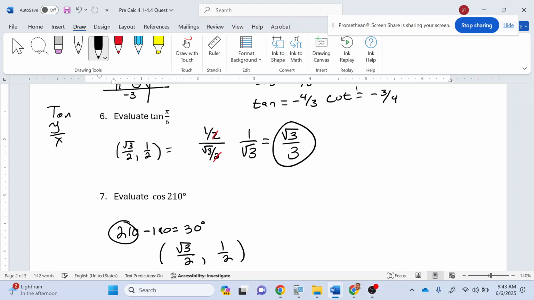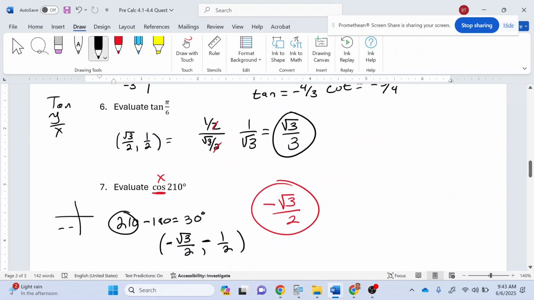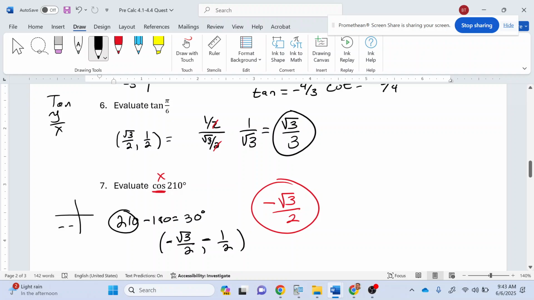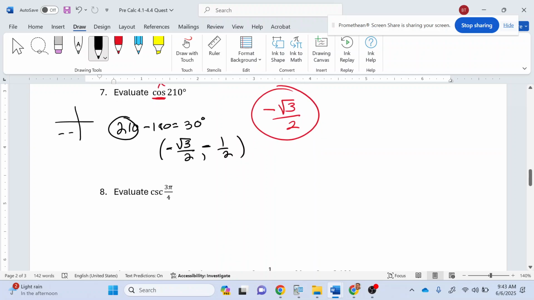But because 210 is in the third quadrant, they're both negative. Now, since I'm asking for cosine, I want the x value on the unit circle. So my answer is negative root 3 over 2. If you put 210, it would be in degrees. So when you're given degrees, the value should be treated in degrees. I feel like that makes sense.